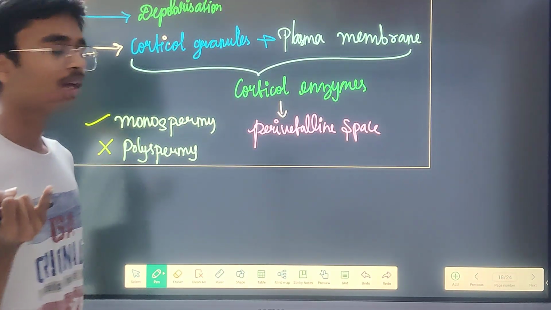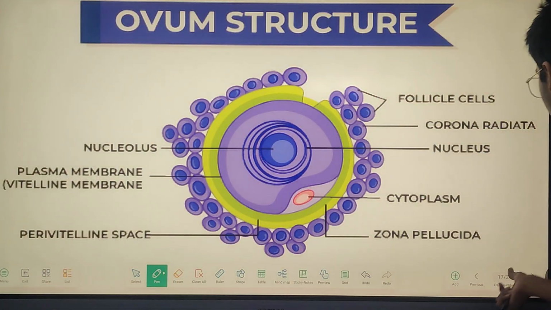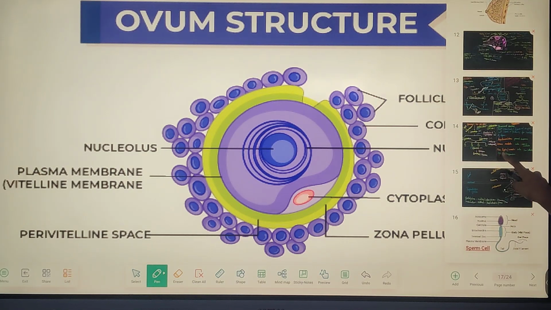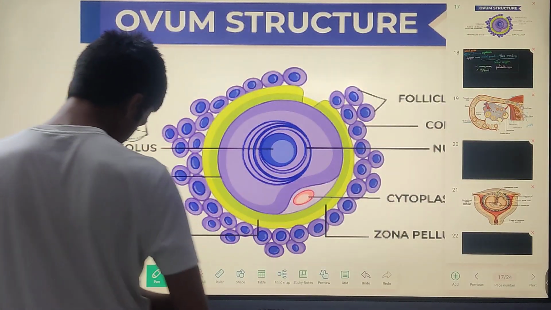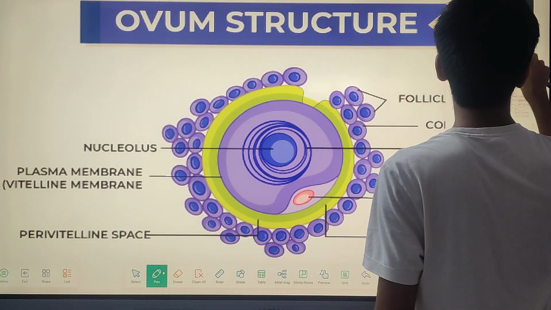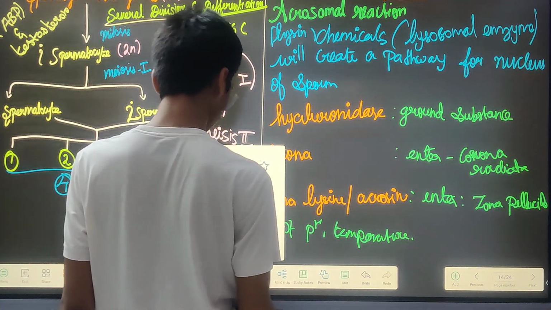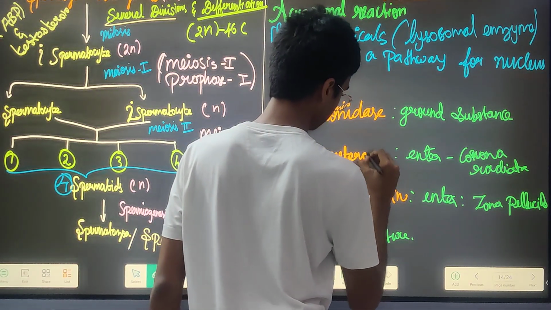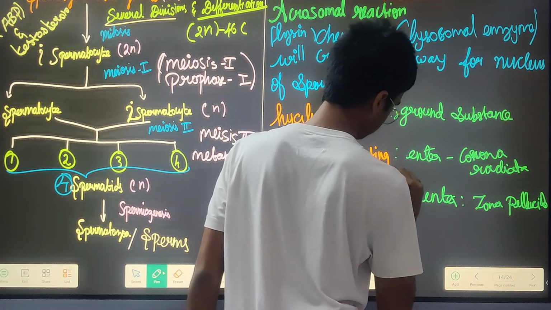Three types are hyaluronidase, then zonalysin, then perivitelline. Here we have seen corona radiata, but the name is actually corona penetrating enzyme. Sorry, corona penetrating enzyme. Then the reaction.